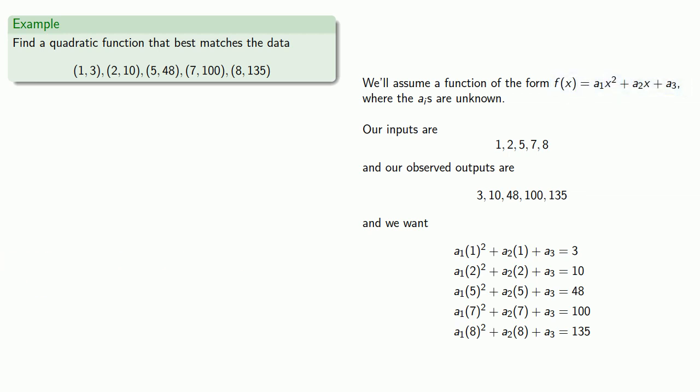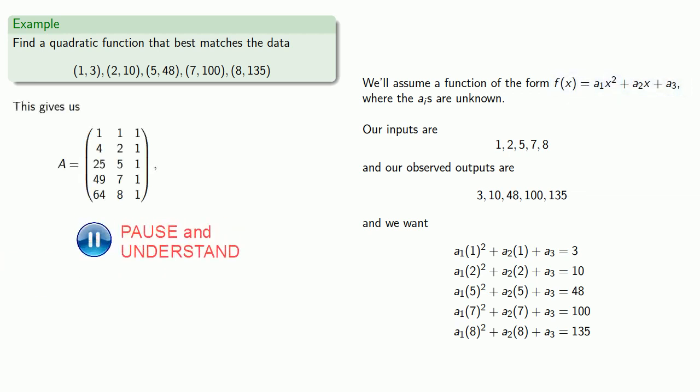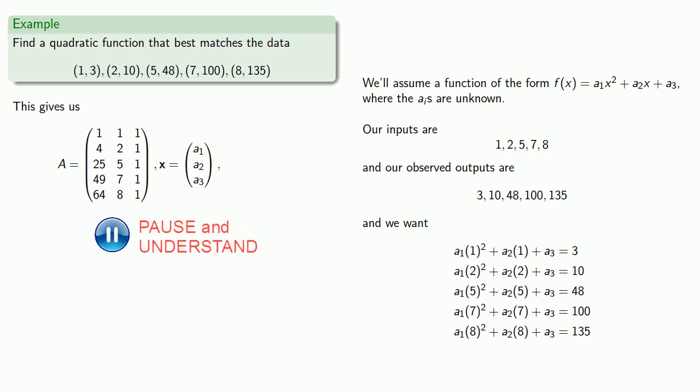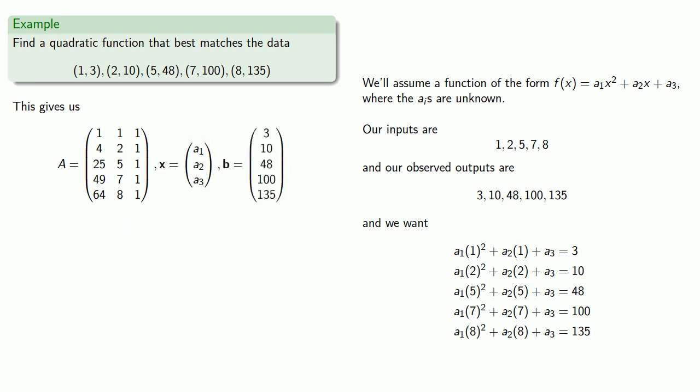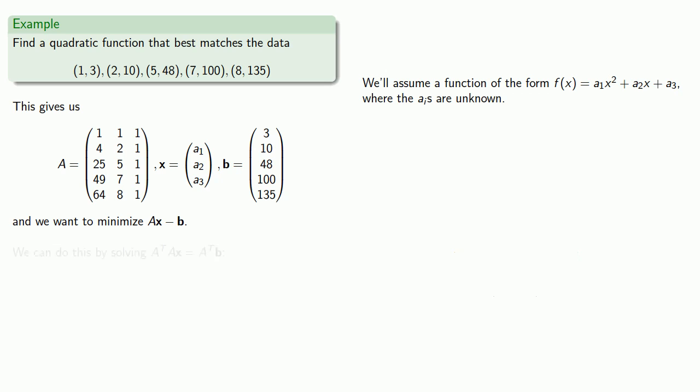And so we can obtain our coefficient matrix A, our column vector of the unknowns a1, a2, a3, and our constant vector of the outputs. And we want to minimize Ax minus b. And we can do this by solving A transpose Ax equals A transpose b.